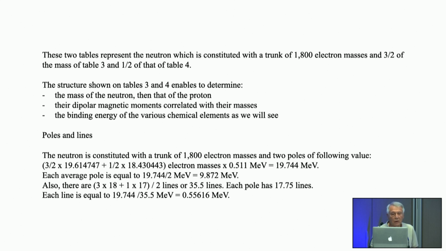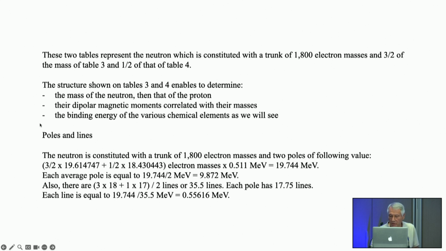The structure, which is shown on this table I just showed you, enables me to determine the mass of the neutron, then that of the proton. What is important is the dipolar magnetic moment correlated with the mass. Actually, if you look at the system of massification, demassification, or the system of quantum loop gravity, you can also have a subproduct, which is the dipolar magnetic moment of the neutron and the proton. And, of course, last but not least, the binding energy of the various chemical elements, as we will see, because this is important for LENR.